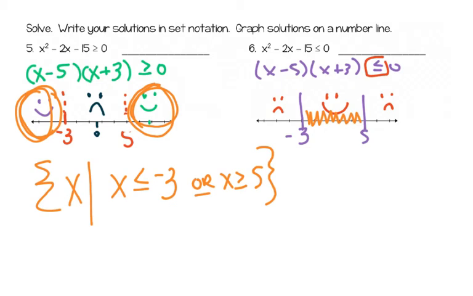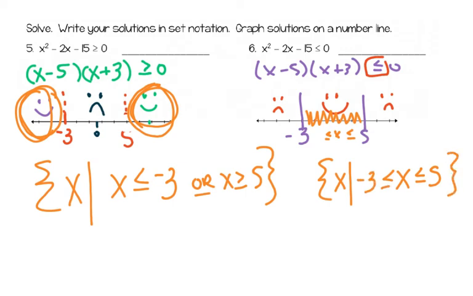If it's between, the numbers in there are less than 5 and at the same time they're greater than negative 3. So actually you can write this as a compound inequality, and we talked a little bit about this last year, where you have x is less than or equal to 5 and at the same time greater than or equal to negative 3.